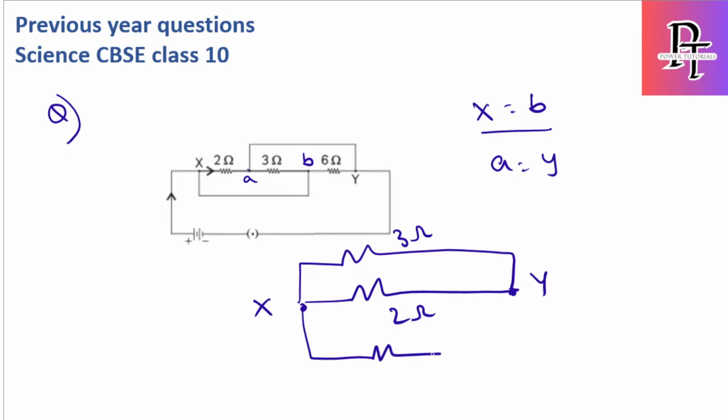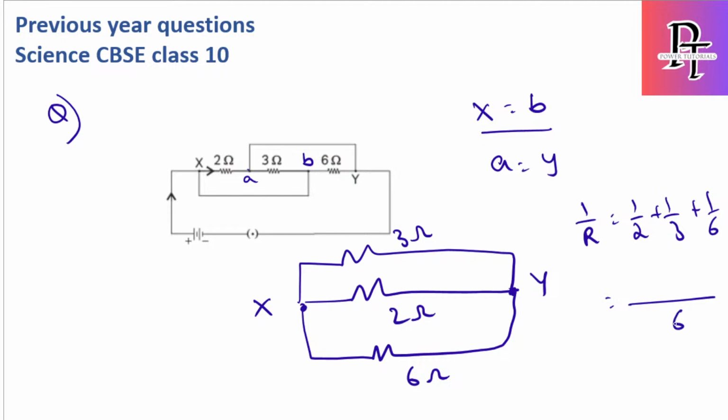So now I can say all 3 resistors are in parallel. So simply 1 by R is equal to 1 by 2 plus 1 by 3 plus 1 by 6. LCM is 6 here. So 2 3s are 6, 3 2s are 6, 6 1s are 6. So it is 6 by 6, which is 1. So 1 by R is 1. So R is equal to 1 ohm.